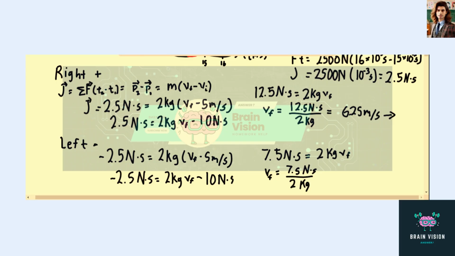In the case when the stone is struck from the left, the final velocity will have a value of 3.75 meters per second. And since the final velocity still has a positive value, that means that the stone will still be traveling to the right.